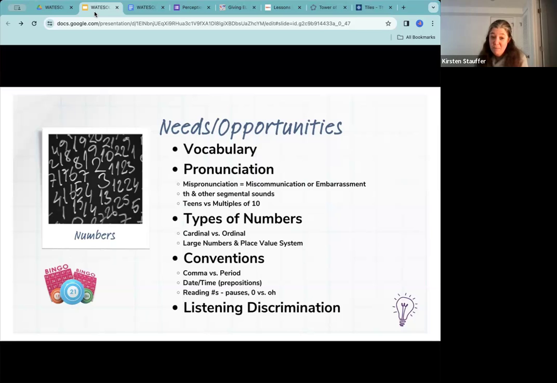And then different types of numbers, cardinal versus ordinal numbers, large numbers, the place value system, and that also gets into some conventions, because a lot of other cultures use a comma where we use a period and vice versa. So having a comma in the wrong place could create a huge error, either mathematically, or if you're talking about money, that could be a very different story. But thinking too about date and time, and our order is different than in most other countries, but also getting into prepositions.